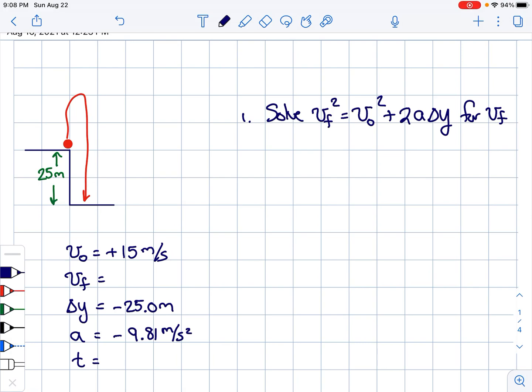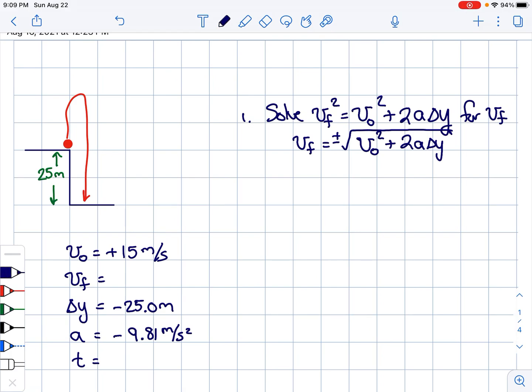So what I get is that the final velocity is equal to the square root of the initial velocity squared plus 2 times the acceleration times delta y. It's going to be the square root of that whole mess. And we have to remember that when we introduce a radical, it could be plus or minus. So in this case, we have to figure out which answer makes sense. So remember, when it hits the ground, it's moving downwards. So we're going to use the negative as the final velocity here, okay?